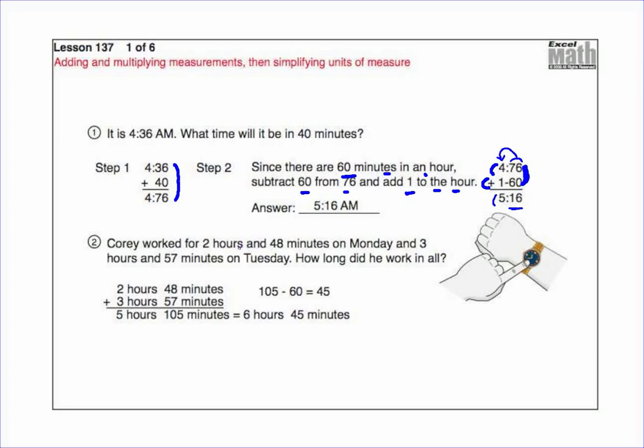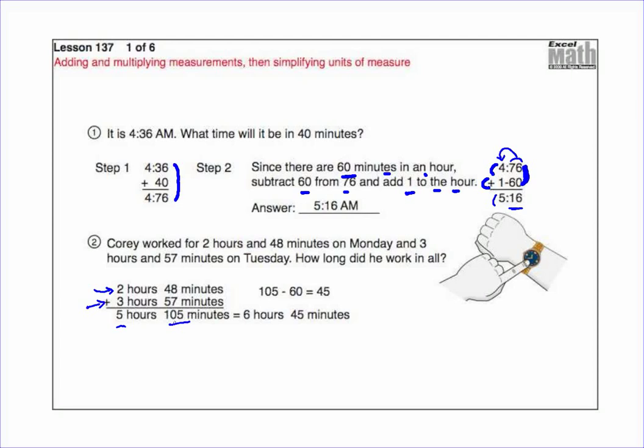Corey worked for 2 hours and 48 minutes on Monday and 3 hours and 57 minutes on Tuesday. How long did he work in all? So we're taking the elapsed time, the time that went by. The first one is 2 hours and 48 minutes. The other one's 3 hours and 57 minutes. And we're adding these together. You get 5 hours and 105 minutes.